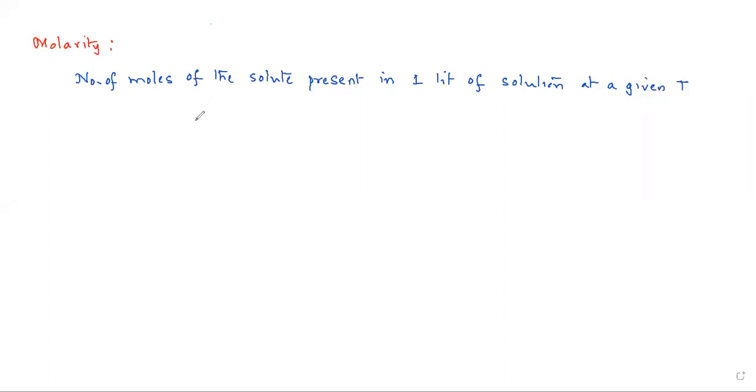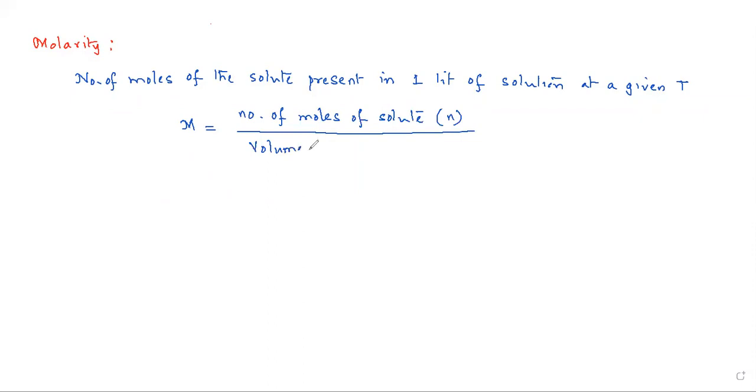Now, this can be mathematically given as molarity M, capital M, is equal to number of moles of the solute N by volume of the solution in liters. Let me write it this way. V in liters.